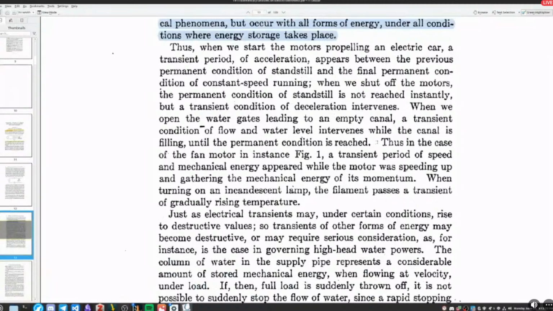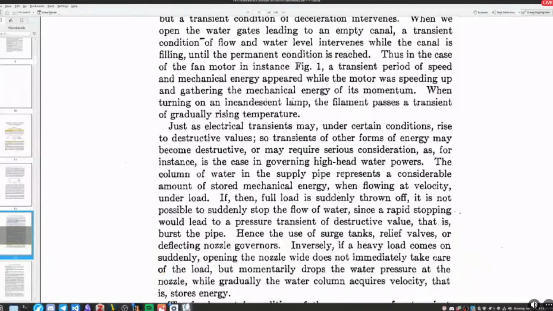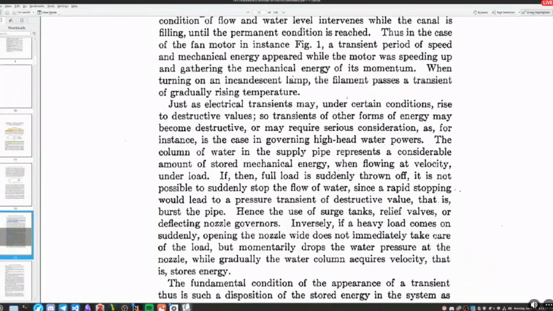Thus, in the case of the fan motor in instance figure 1, a transient period of speed and mechanical energy appeared while the motor was speeding up and gathering the mechanical energy of its momentum. When turning on an incandescent lamp, the filament passes a transient of gradually rising temperature. Just as electrical transients may, under certain conditions, rise to destructive values, so transients of other forms of energy may become destructive, or may require serious consideration, as, for instance, is the case in governing high-head power waters.